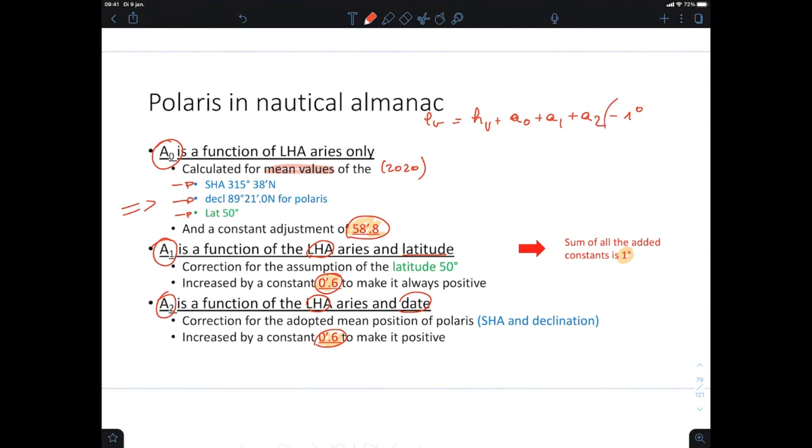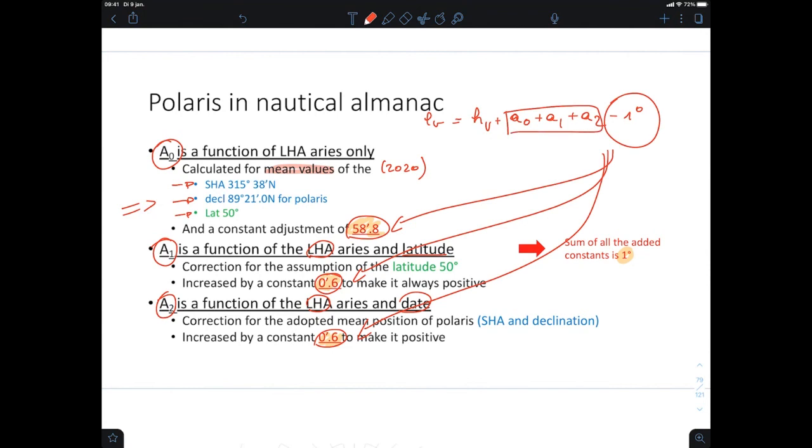And this 1 degree has nothing to do with the fact that Polaris is at approximately 1 degree from the North Pole. No, this is due to the corrections that they have applied in the tables for Polaris in order to keep all these corrections, A0, A1, and A2, positive.